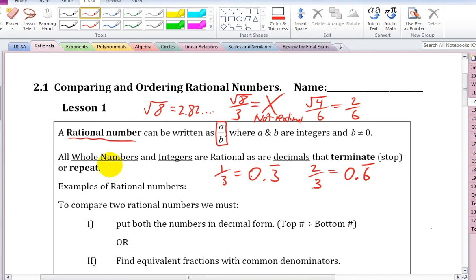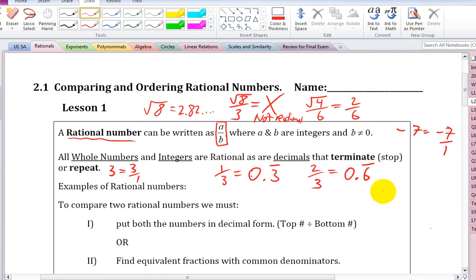So whole numbers like 3, how would you write 3 as a fraction? Someone say something. Thank you, 3 over 1. What about negative 7? What is that as a fraction? Negative 7 over 1. Good. Please speak up. Any questions?